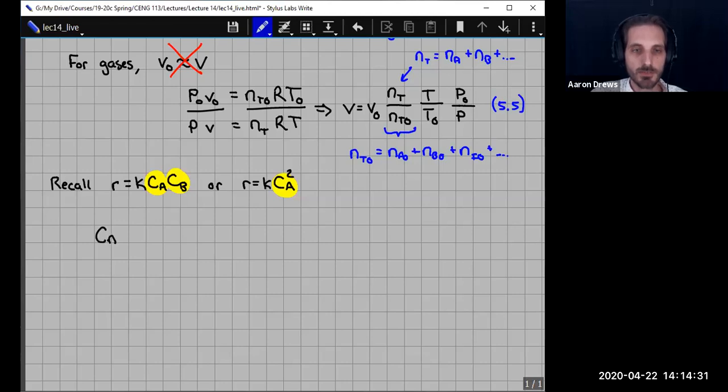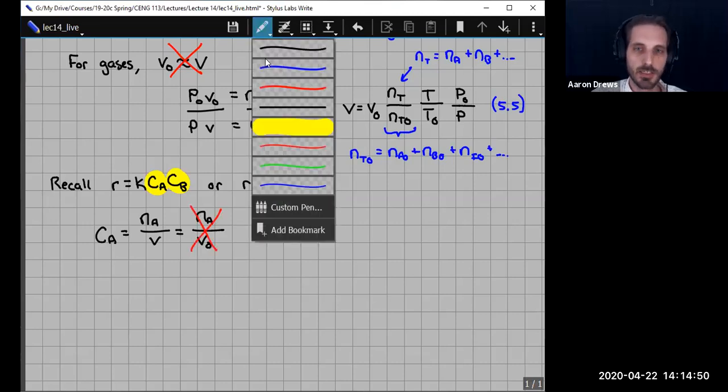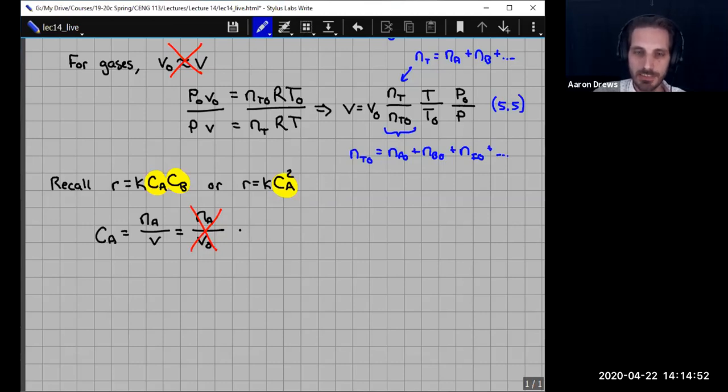So we still get to write that the concentration of any species, let's take A as an example, is its molar flow rate divided by the volumetric flow rate. And again, the key point here is that for a gas, we will never be able to just write NA over V0. Not immediately. Like I said, it may come up that there are simple cases where that's the case, but more generally, the thing that you have to write right here is that big old mess of V0, NT over NT0, T over T0, and P0 over P.